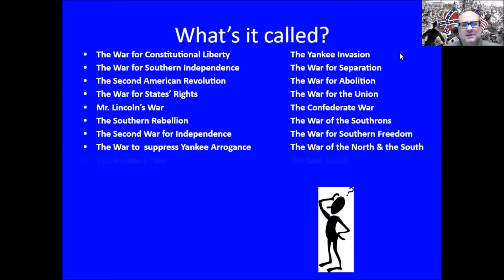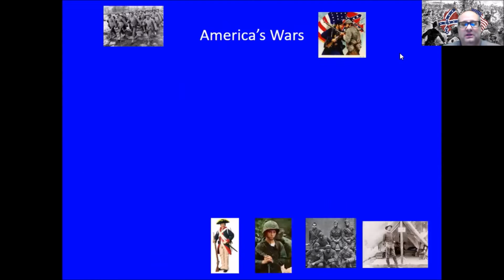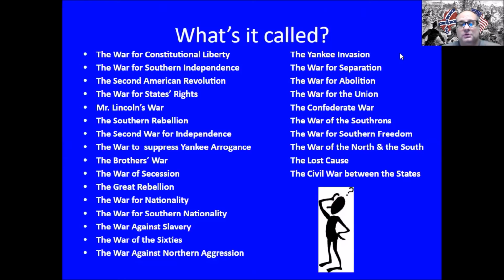All right, so we still have this big divide in the country. This war has many, many names. Even in the South today, the war is called the War of Northern Aggression, or Mr. Lincoln's War. The Southern Rebellion would be called up here, Second American Revolution, all different names for this war. Obviously, we just call it here in New Jersey the Civil War. Most people call it the American Civil War in the world.